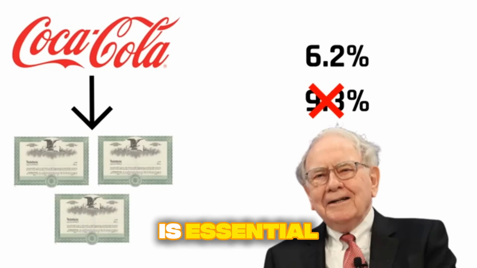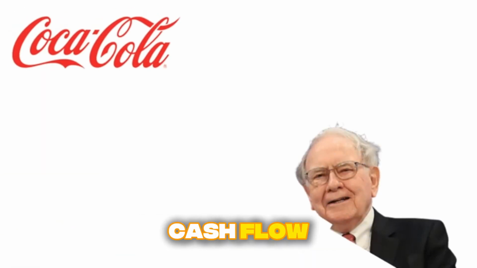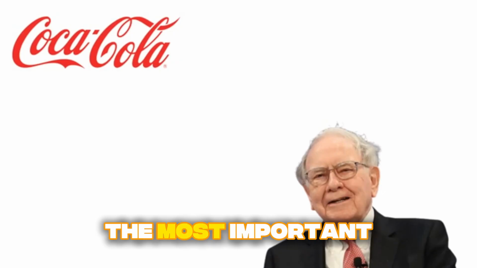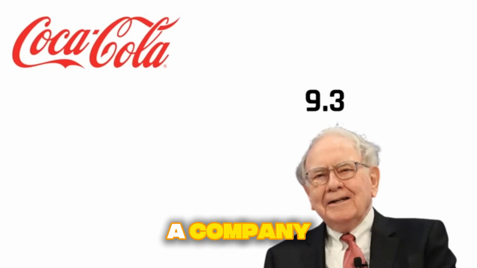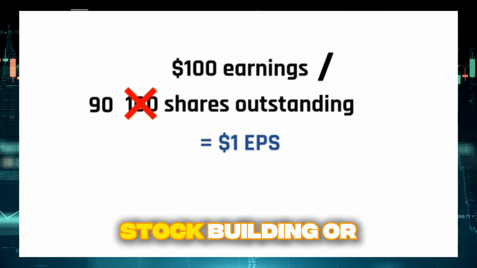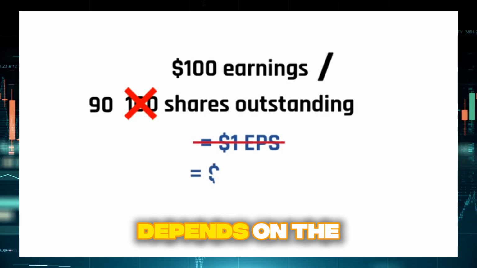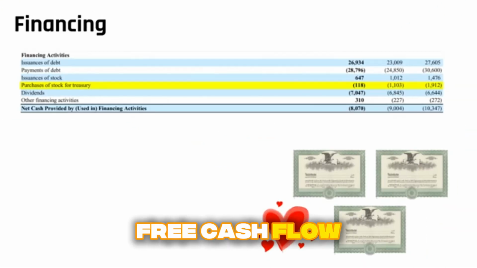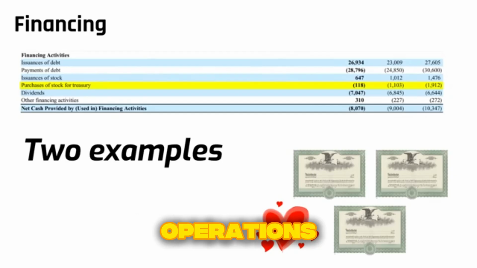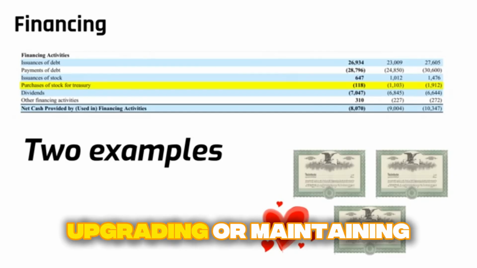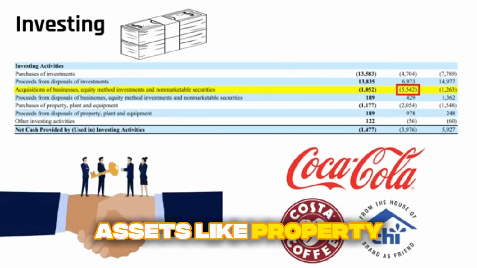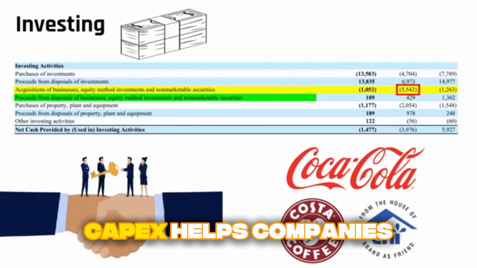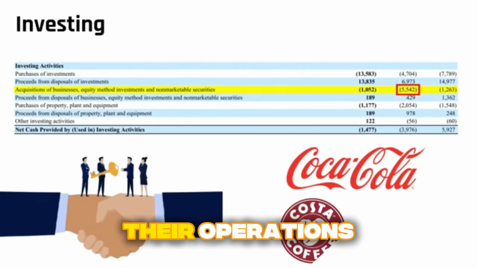This figure is essential because it's used to calculate free cash flow, FCF, arguably the most important metric for valuing a company. The value of any investment, whether it's a stock, building, or small business, depends on the cash flow it can generate over time. To calculate free cash flow, we start with cash flow from operations and subtract capital expenditures, cash spent on acquiring, upgrading, or maintaining assets like property, plants, or equipment. CapEx helps companies grow or sustain their operations.